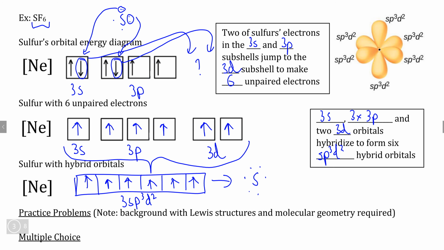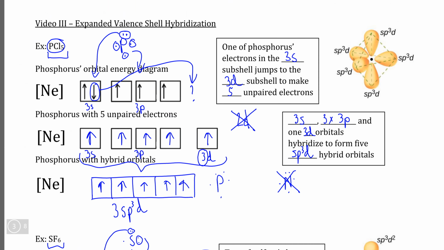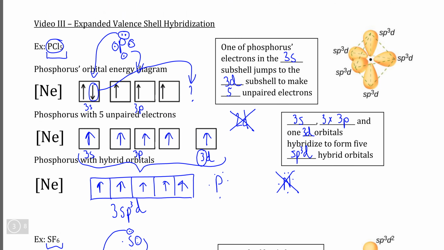6 bonds. And with that, that concludes our examination of relating orbital energy diagrams with Lewis structures, and explains why only certain elements can form an expanded valence shell, as long as they are at or above energy level 3, because that is the energy level at which electrons can jump up to a d subshell.